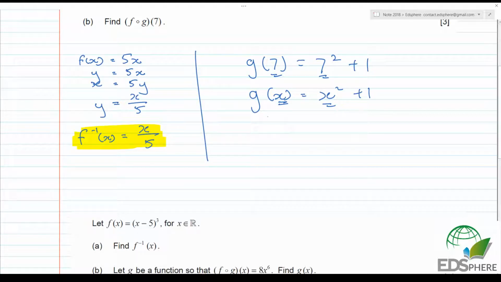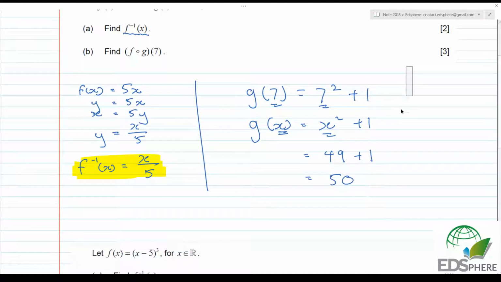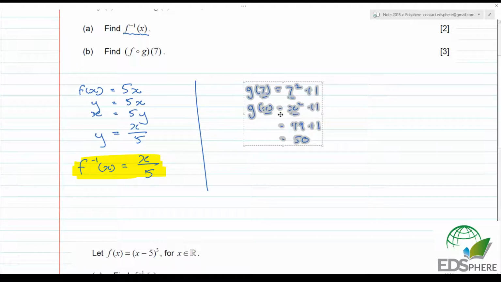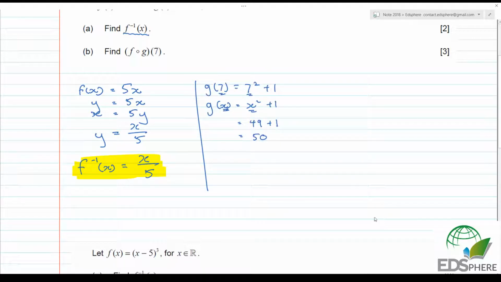Okay, so what does that mean? Well, that equals 49 plus 1, which is equal to 50. Okay, so that was relatively simple, wasn't it? Okay, I'm going to shrink this now. It's a little too small. And move this aside. So now I'm going to put that 50 into something, because I want to find fg of 7.